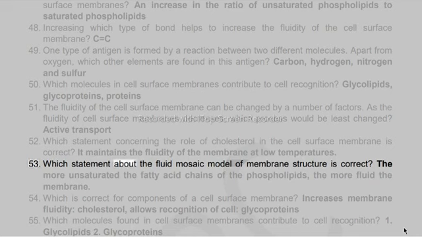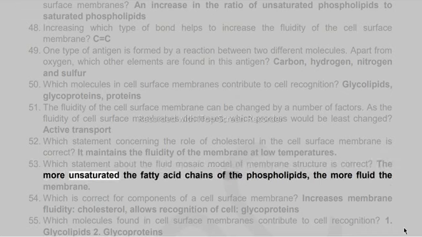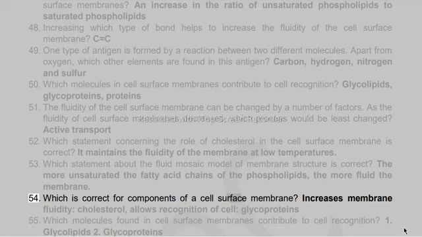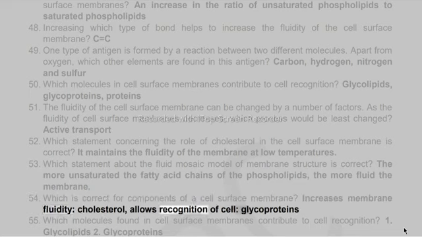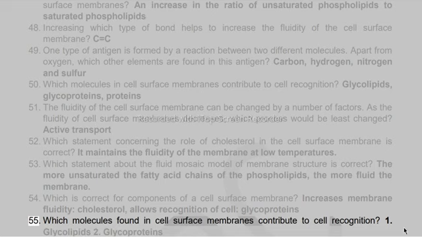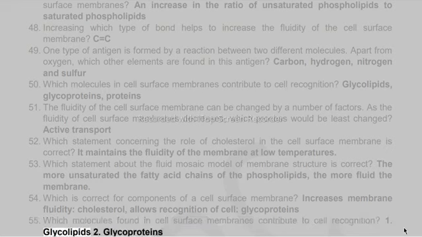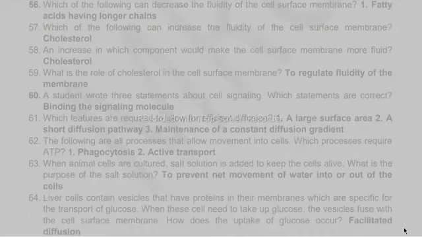53. Which statement about the fluid mosaic model of membrane structure is correct? The more unsaturated the fatty acid chains of the phospholipids, the more fluid the membrane. 54. Which is correct for components of a cell surface membrane? Cholesterol increases membrane fluidity. Glycoproteins allow recognition of cells. 55. Which molecules found in cell surface membranes contribute to cell recognition? 1. Glycolipids. 2. Glycoproteins.